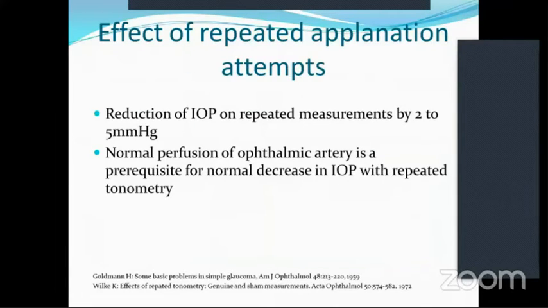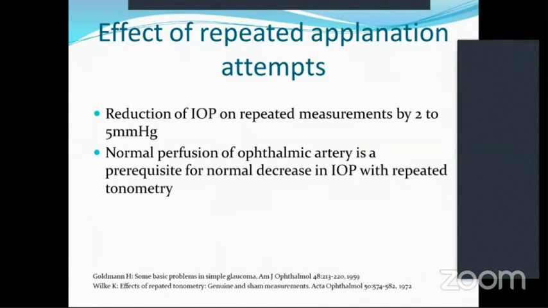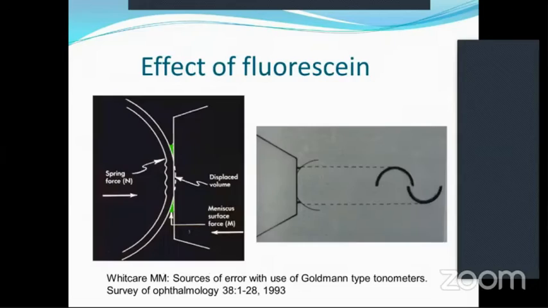Repeated prolonged applanation attempts reduce intraocular pressure by 2 to 5 millimeters of mercury. So always make sure that if the patient is uncooperative and we need to repeat the intraocular pressure, it is better to wait for 5 to 10 minutes after explaining the procedure. Then only we should take the patient for measurement rather than repeatedly measuring the patient.